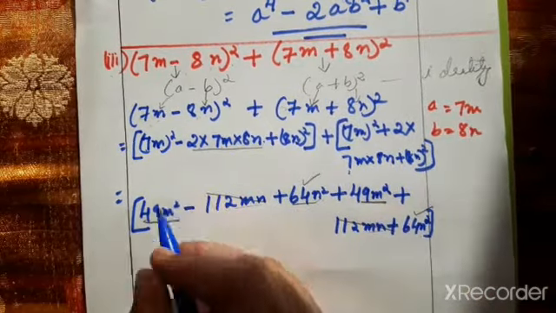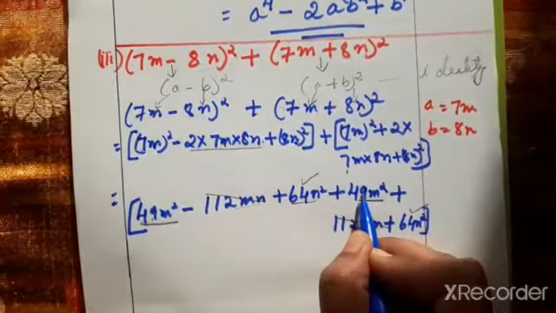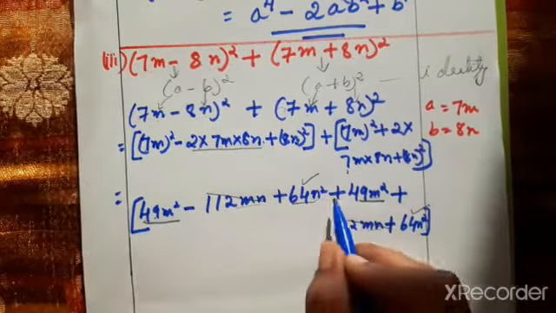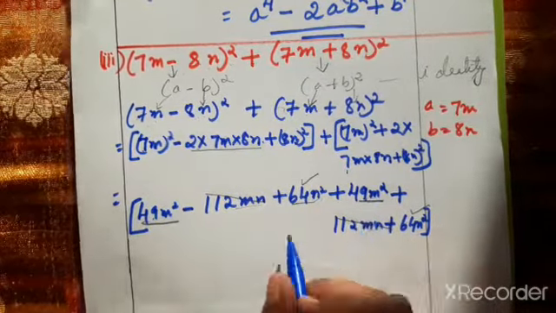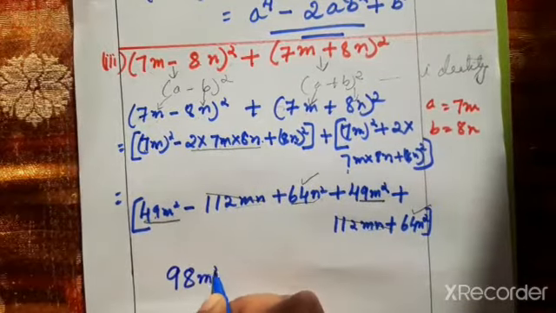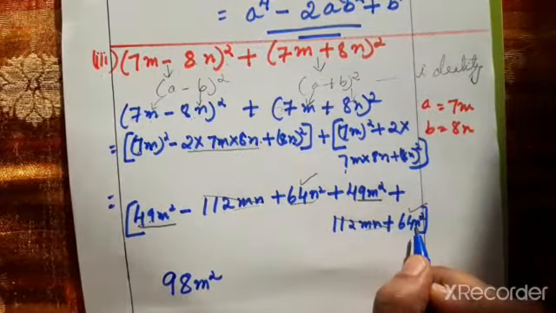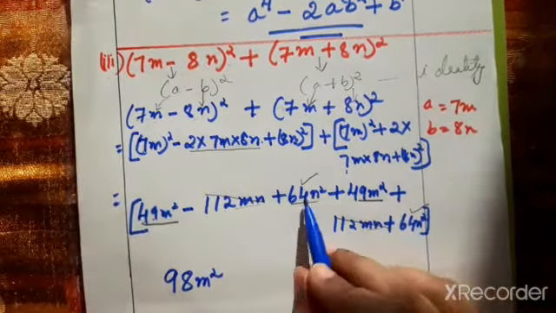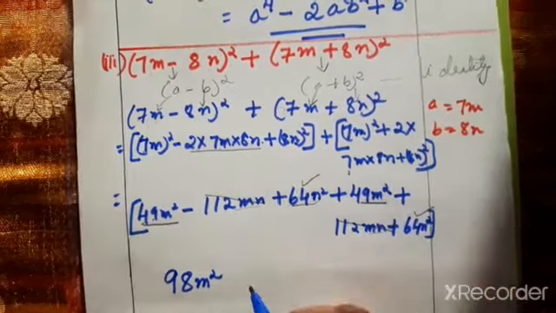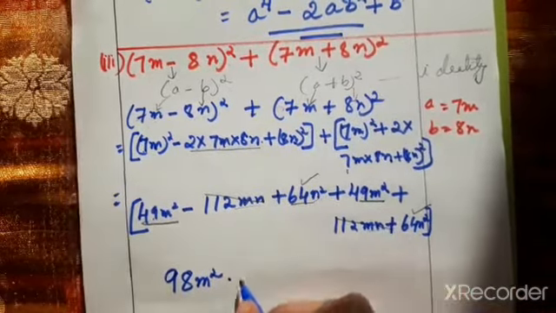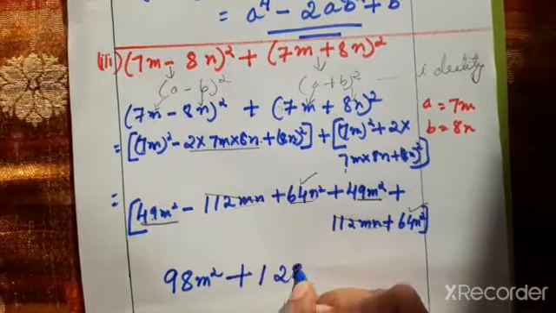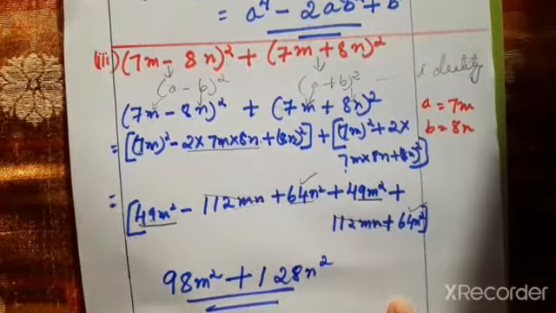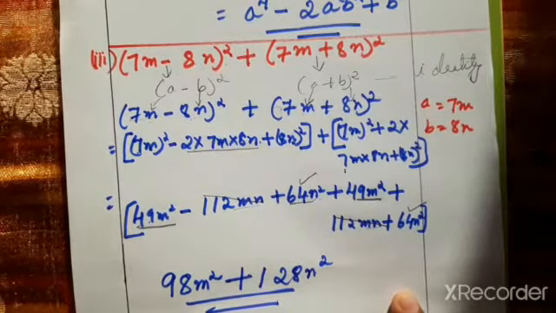So 49m² plus 49m²: 49 plus 49, how much? 40 plus 40 is 80, 80 plus 18 is 98, so 98m². And 64 plus 64: first add 60 plus 60 is 120, 120 plus 8 is 128. The symbol is plus, so plus 128n². What is the family name? n². So the answer is 98m² + 128n².